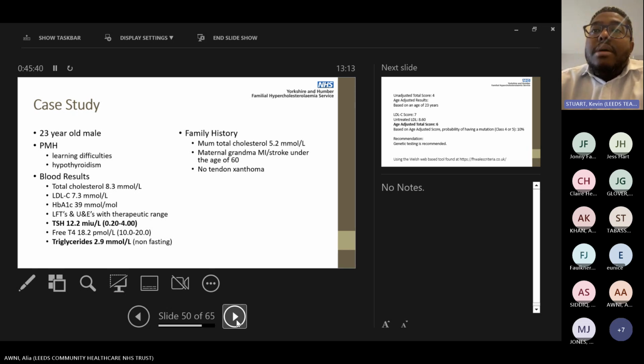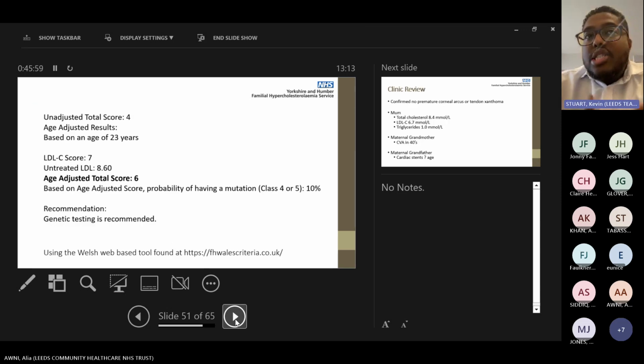His family history, mum was said at the time to have a total cholesterol of 5.2. And his maternal grandmother had a stroke under the age of 60, but there was no tendon xanthoma. Next slide.